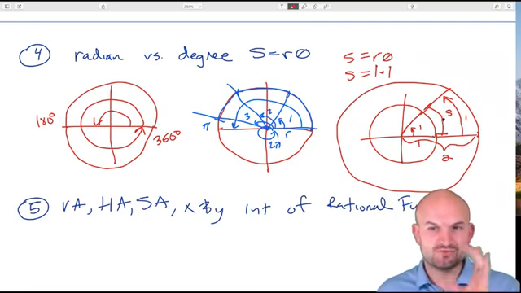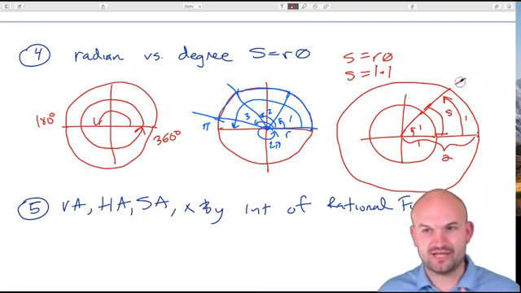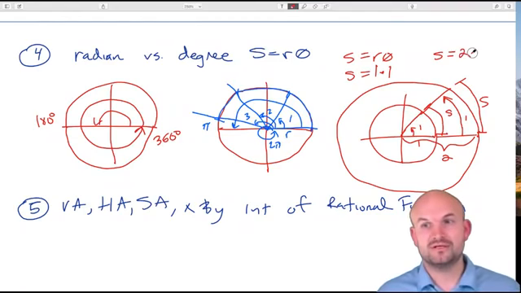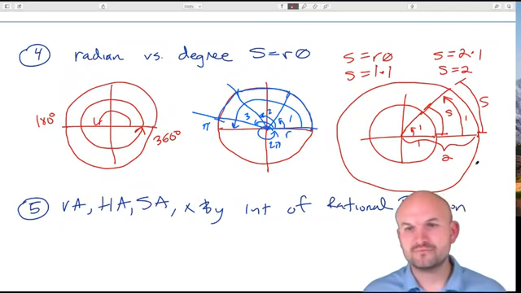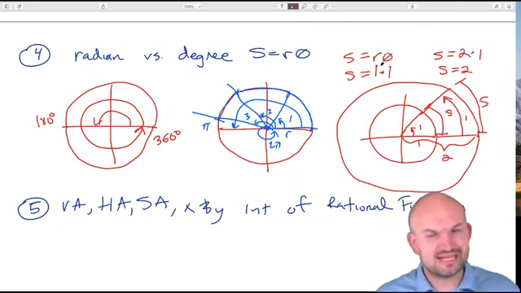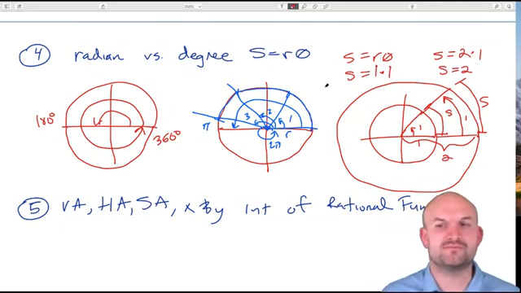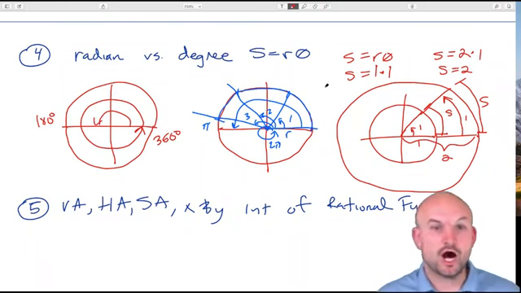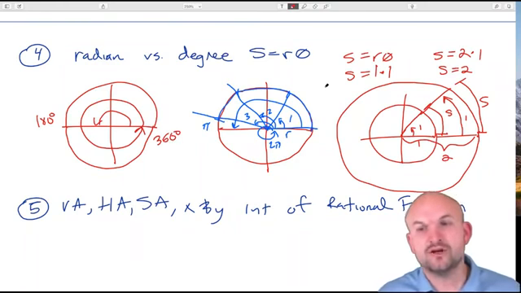So how does that measurement of S change? Well, S is now equal to a radius of 2 times 1. So S is now equal to twice that size. So when you're doing S equals R times theta, that central angle, the main important thing is to make sure you understand that theta needs to be represented as a radian.